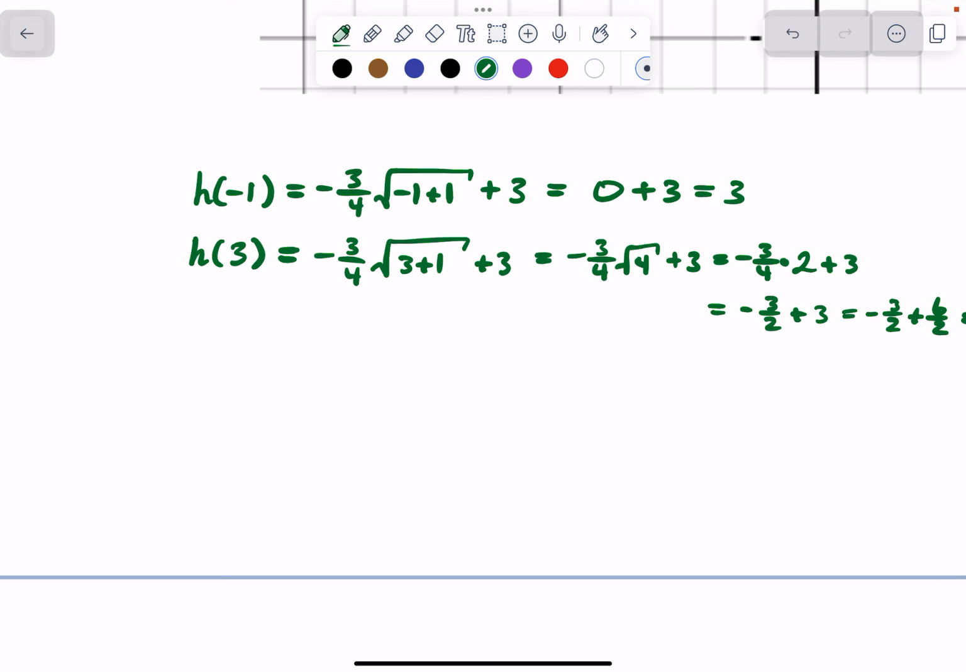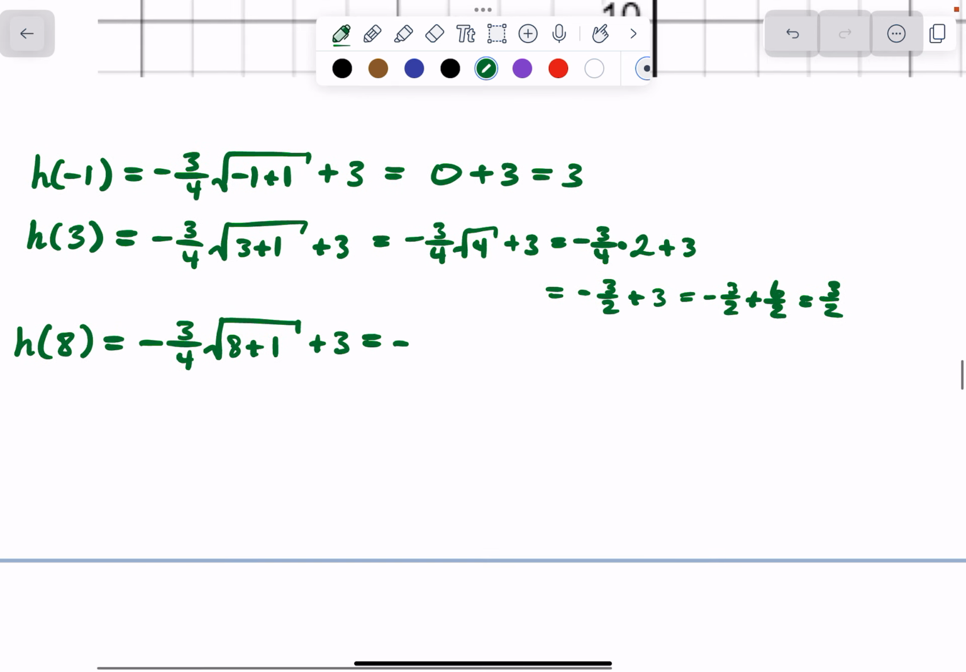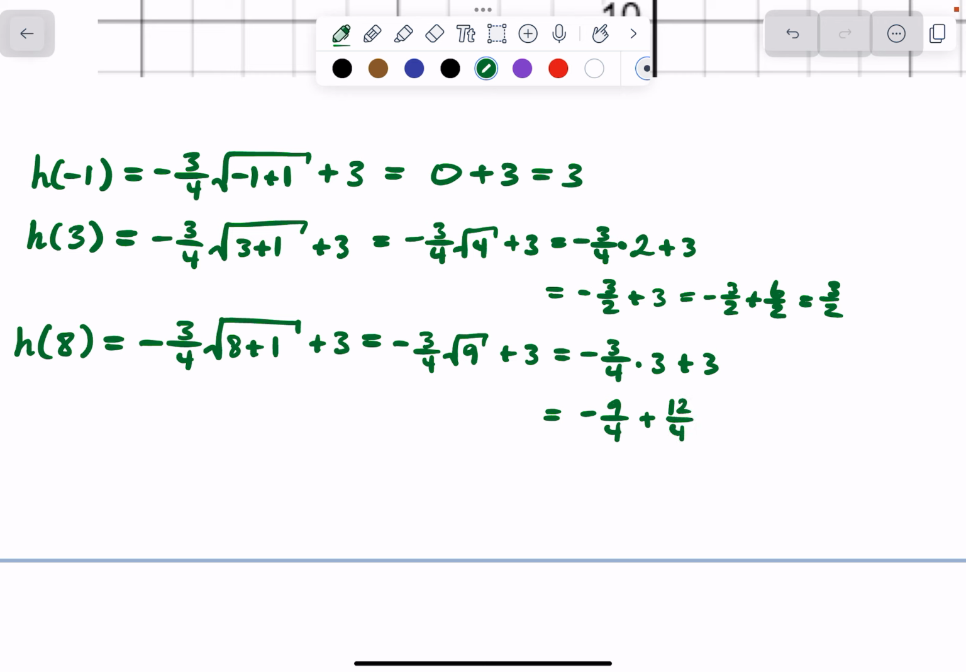Let's try 8. Let's just see what happens here. We might have enough to sketch it by this point, but I'm going to go ahead and do this one anyway. All right, -3/4 times the square root of 9 plus 3. So that's -3/4 times 3 plus 3. Okay, so we get -9/4. Let's go ahead and convert that. So 3 is the same as 12/4. Now we add them together and we get positive 3/4.